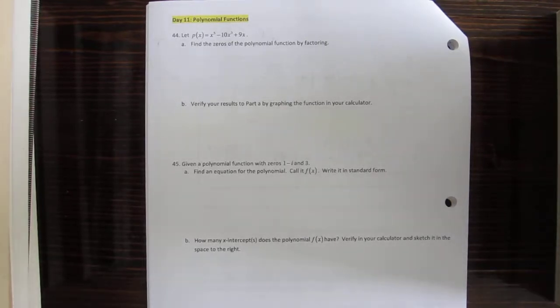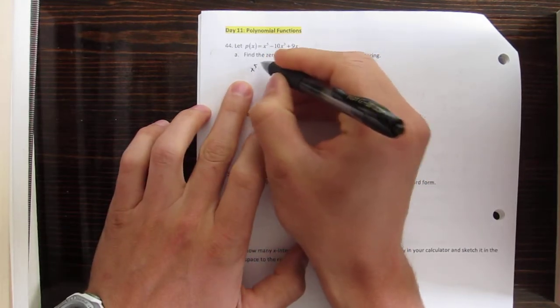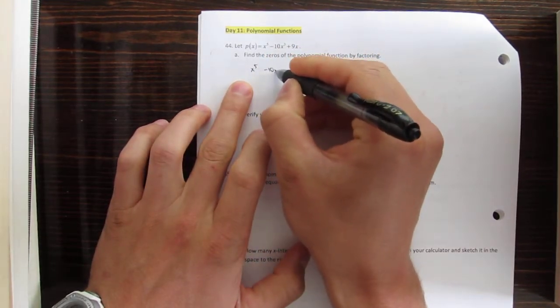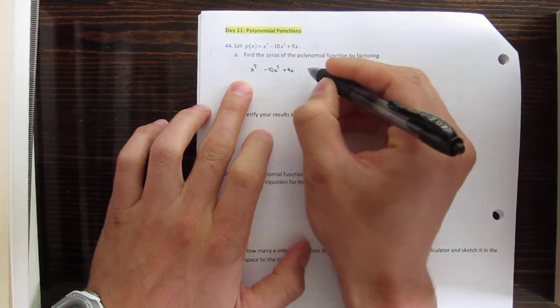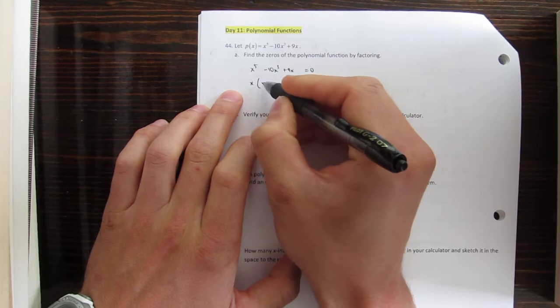Okay, here is day 11 polynomial functions. 44 says, let p of x equal x to the fifth minus 10x cubed plus 9x. Find the zeros of the polynomial function by factoring. So we could start by setting this equal to 0, because we're trying to find the zeros. Notice there's a greatest common factor of x, so I can factor that out.